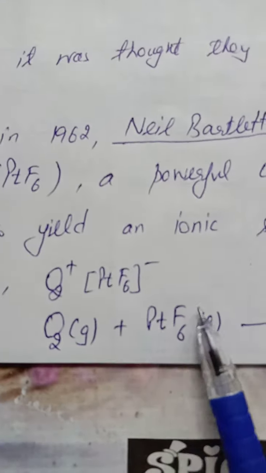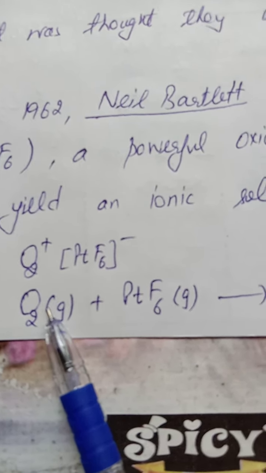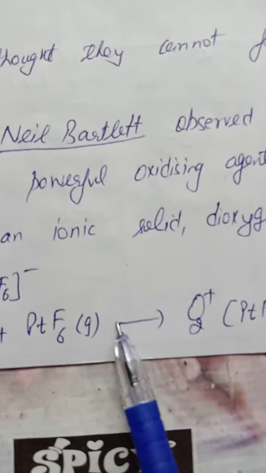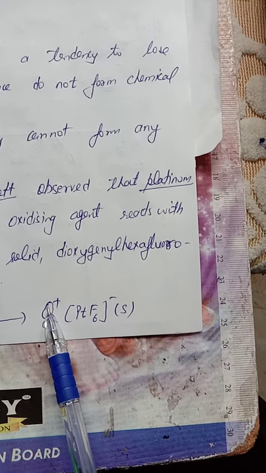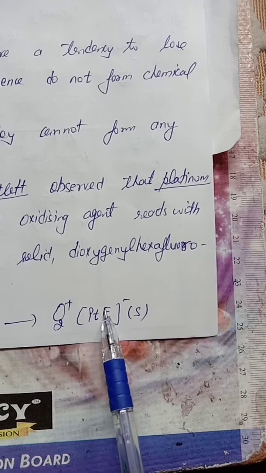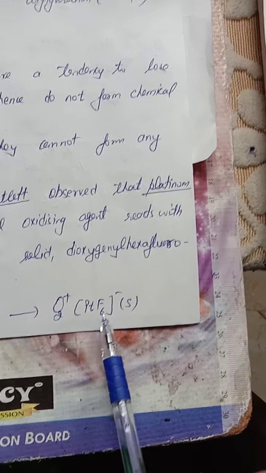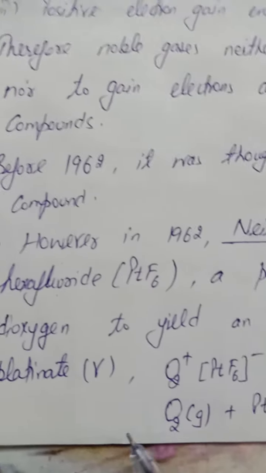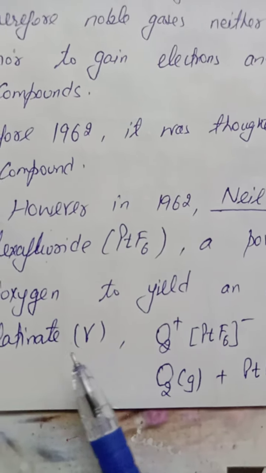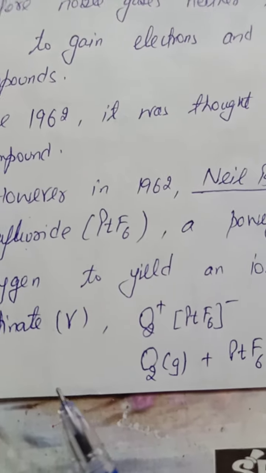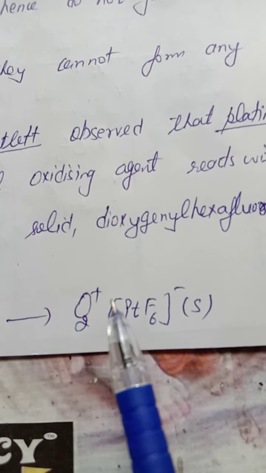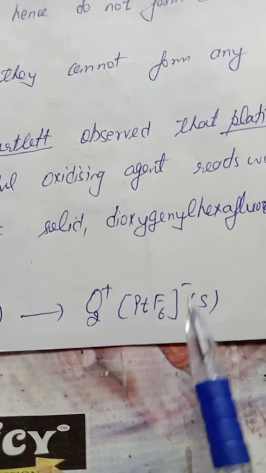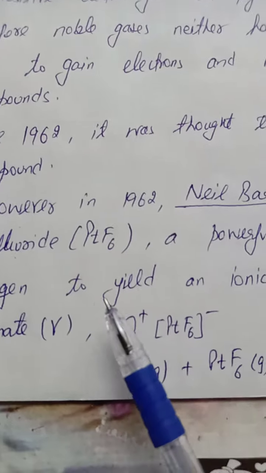When this platinum hexafluoride combines with oxygen, both in gaseous state, it will give us dioxygenyl hexafluoroplatinate(V), because 6 fluorine atoms are there. Why this 5 is its oxidation state, we will do in detail in the chapter on coordination chemistry. There you will know the meaning of this square bracket also, as well as how we write these names, which will be clear to you in that chapter.